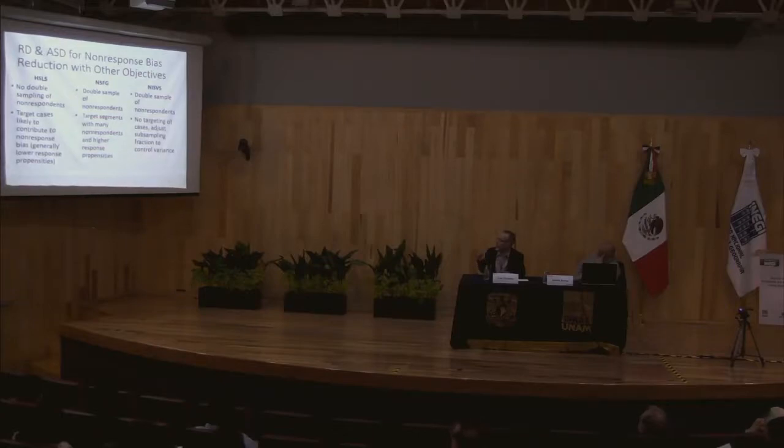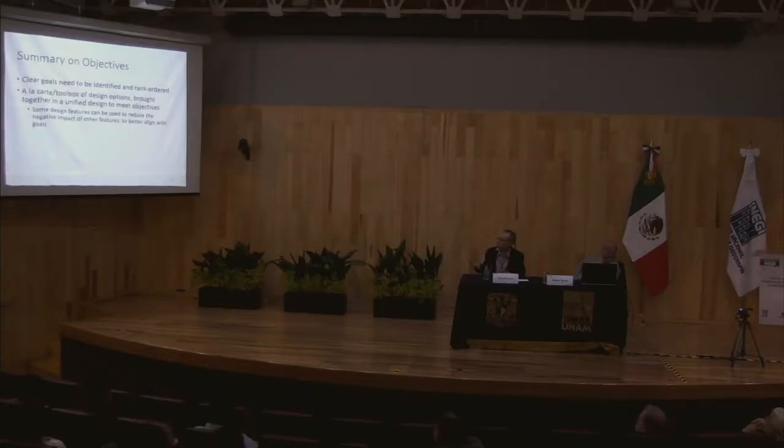And then on NSFS, it's a double sample of non-respondents, but it's a stratified random sample. There's no difference in the rate of subsampling among different groups. And it's just trying to, it's no targeting of cases, it's just trying to adjust for the subsampling fraction. And that doesn't blow up the variances any further compared to NSFG.